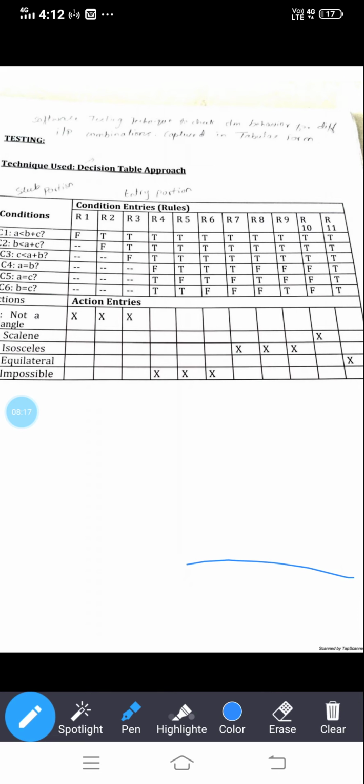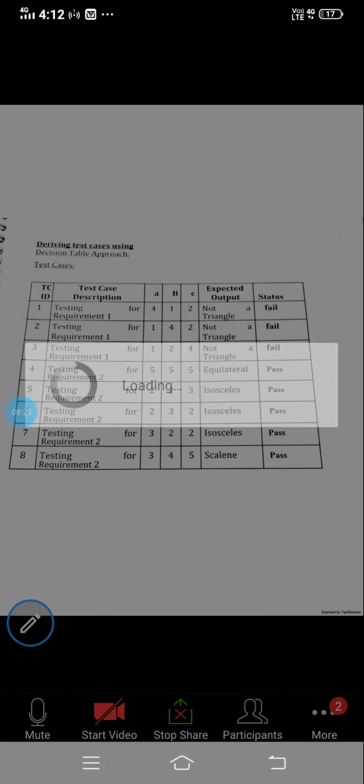So in the same way we will see the next program. And test cases you have to write. After writing the decision table, you write the test case description. In the test case description, write testing for requirement 1 like that. For ABC you give the values. Your triangle cannot be formed, not a triangle, isosceles triangle, impossible, then out of range. Everything you can write. Status also you have to write.